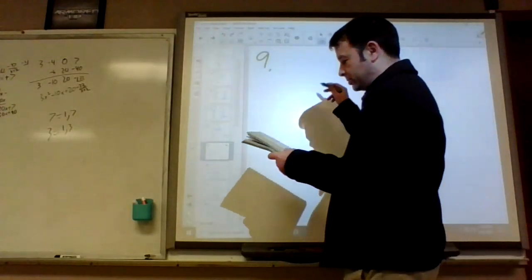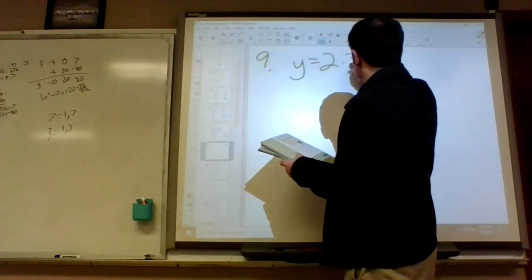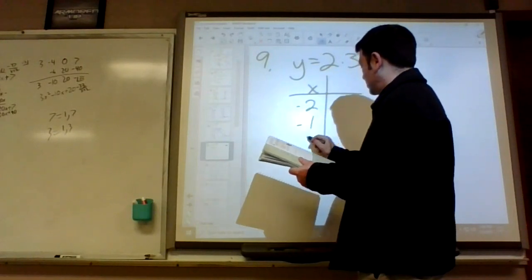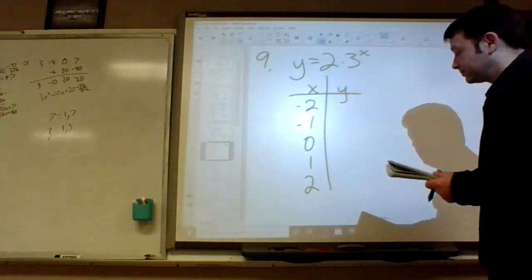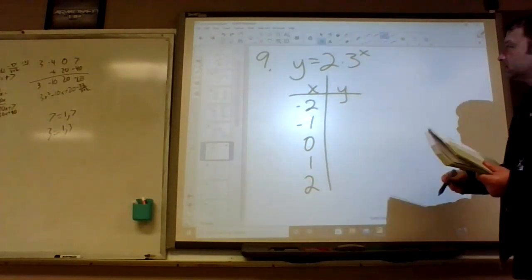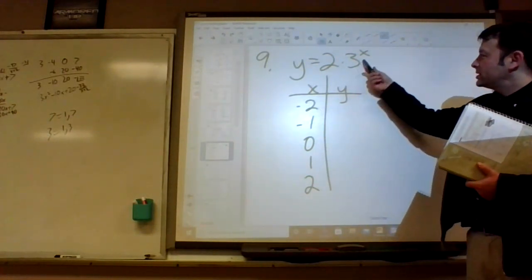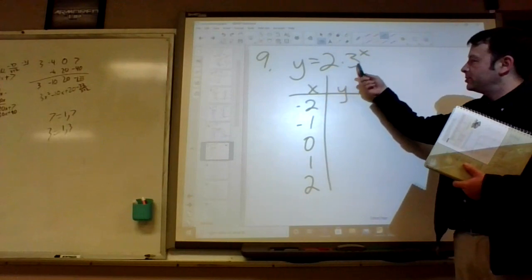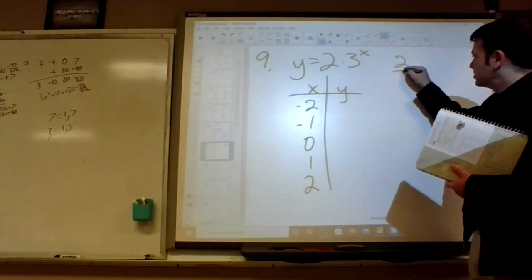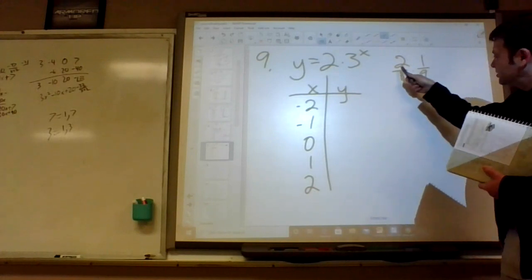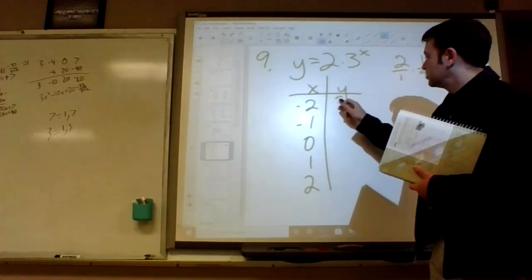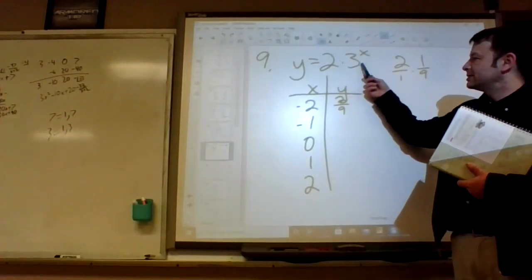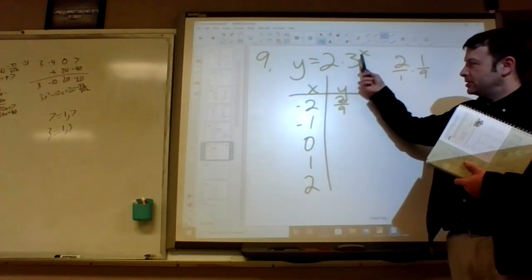Okay, y equals 2 times 3 to the x. The x values, we're going from -2 to 2 on this one again. What is 1/9? 3 squared would be 9, but 3 to the -2 would be 1/9. What is 2 times 1/9? 2 ninths. What's 3 to the -1? 1 over 3 times 2.